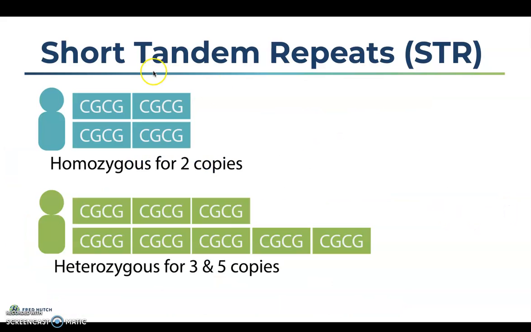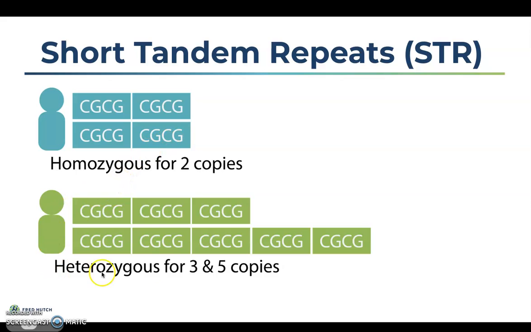Okay, so imagine this is me up here, and notice that there are 2 rows here because I have an allele from mom for this gene, and I have an allele that I inherited from dad. I would be considered homozygous for this gene because both of my alleles have the same number, 2 copies of the short tandem repeat.